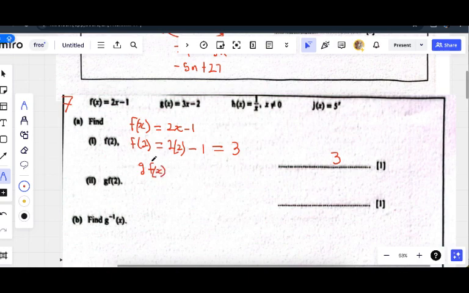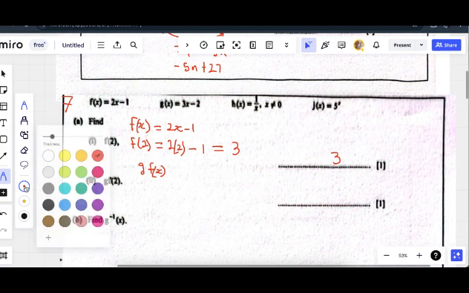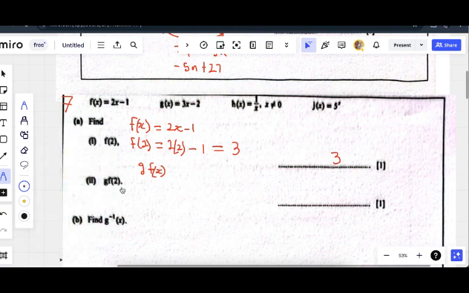Now what this means, we read it the way you read Arabic, like you move from this side to this side. You substitute f of x inside g of x. We're going to put f of x inside g of x, meaning you're going from the right to the left.